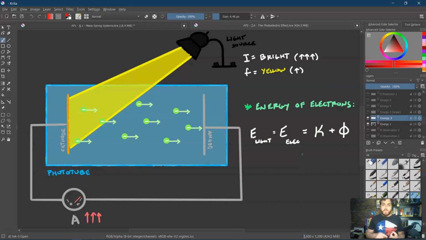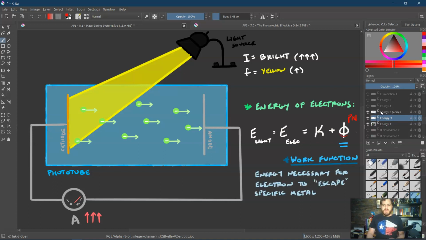So if it's given more energy, they're going to have more kinetic energy. They're going to be moving faster. But additionally, they had to have some energy to even escape from the metal. And this right here is a Greek letter phi, P-H-I. And this stands for what is known as the work function.